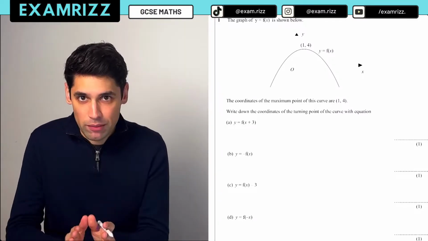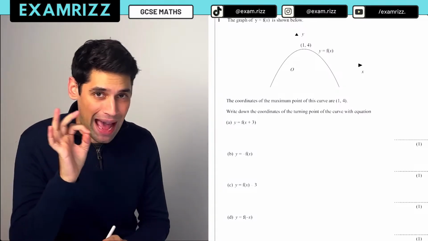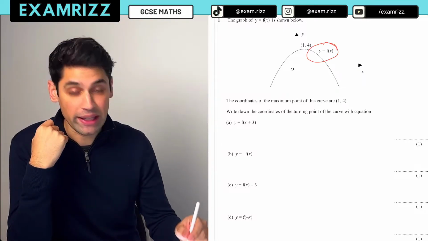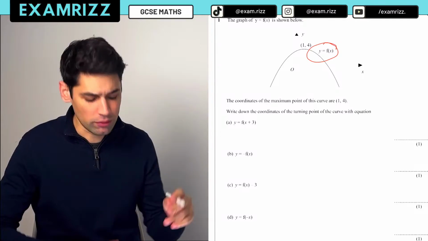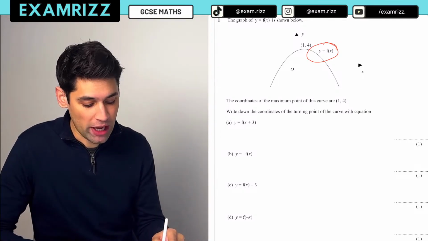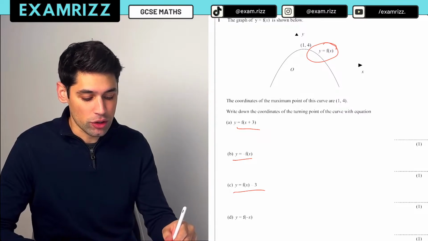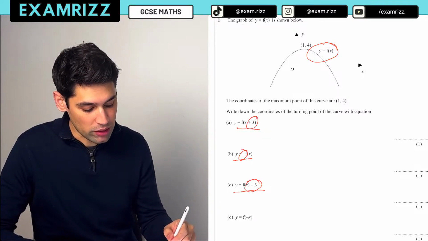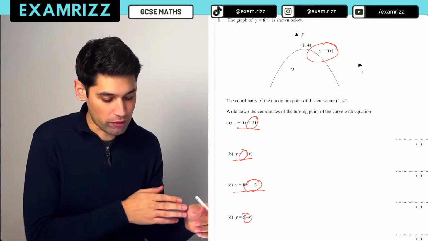The way to identify them, now this is the key to the whole thing. The original curve has equation y equals f of x, that is pretty much always going to be the original curve. Then you notice in these questions, the change, this one says f of x plus 3, f of x minus 3. So the change in all of these is the plus 3, the minus 3, and the other negative. Those are the changes that I'm talking about, how it differs from f of x.